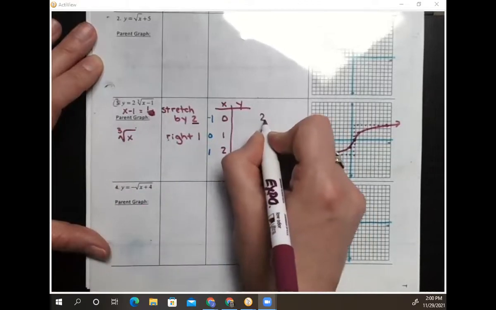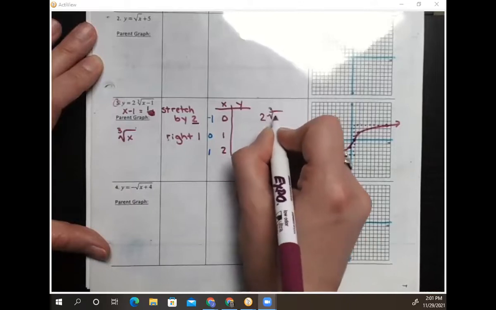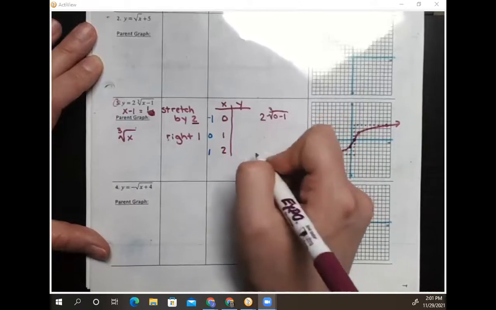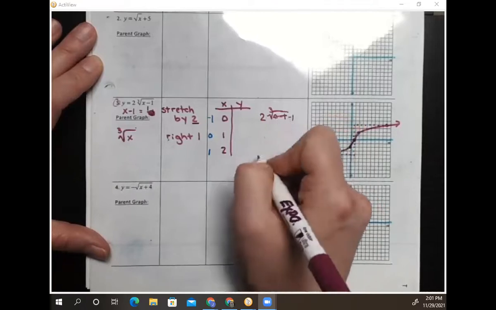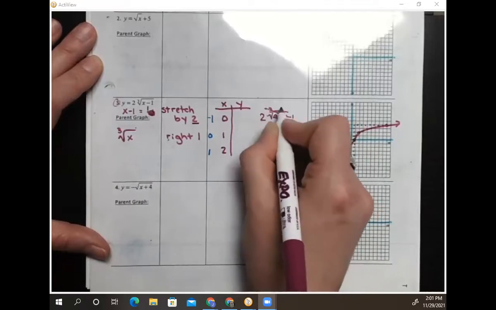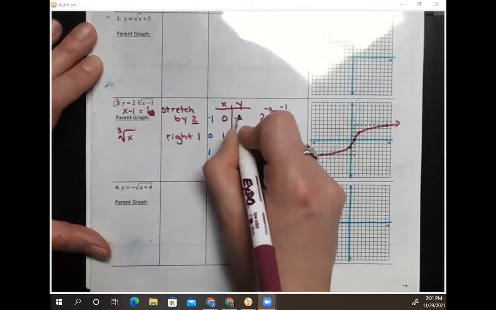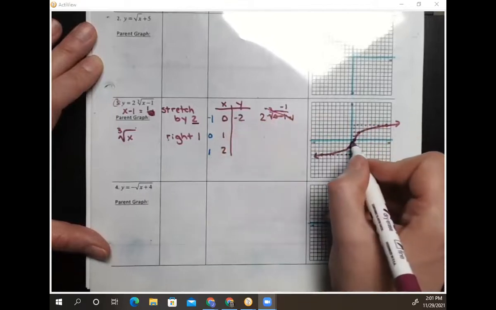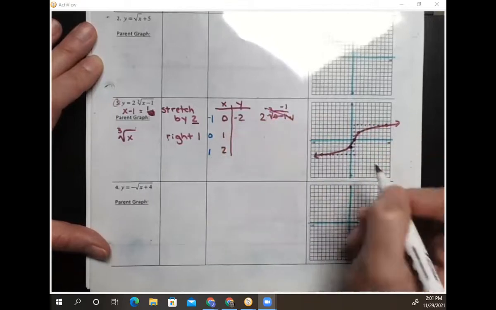So this would be 2 times the cube root of 0 minus 1. 0 minus 1 is -1. The cube root of -1 is -1. 2 times -1 is -2. So I should have the point 0 comma -2 on my graph, and there it is.